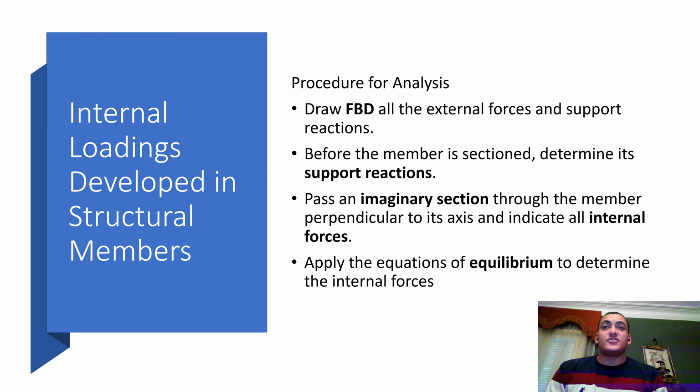Procedure for analysis. Draw the FBD, showing all the external forces and support reactions. Before sectioning the member, determine its support reactions. Pass an imaginary section through the member perpendicular to its axis and indicate all internal forces. Apply the equations of equilibrium to determine the internal forces.